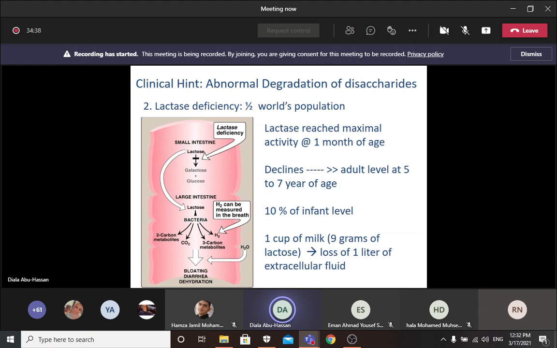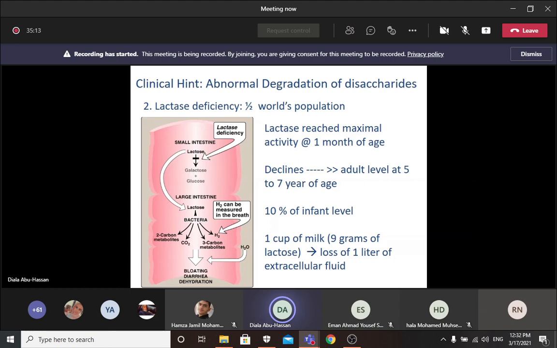Okay, so you can imagine how big the problem is by, for example, these simple numbers downwards, where just consuming 1 cup of milk in an adult, which contains around 9 grams of lactose, is going to result in the loss of 1 liter of extracellular fluid due to the water movement to regulate or to lower the concentration of lactose in the intestinal lumen and adjust the osmotic pressure.